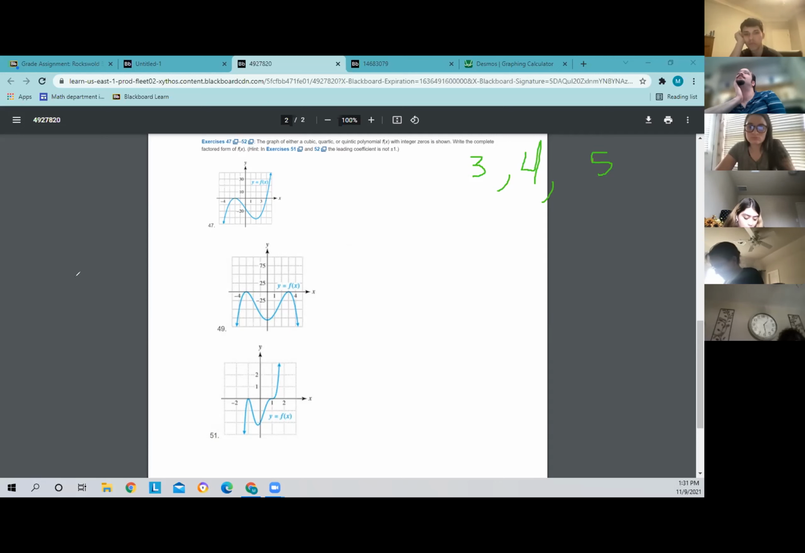All right, so what should I ask it? What degree are these things? So 47, what degree would this have? It's got at least 2 zeros. Would it be 3? I would say this is probably a 3rd degree, right? Also, I know what 3rd degree functions look like. That also helps.